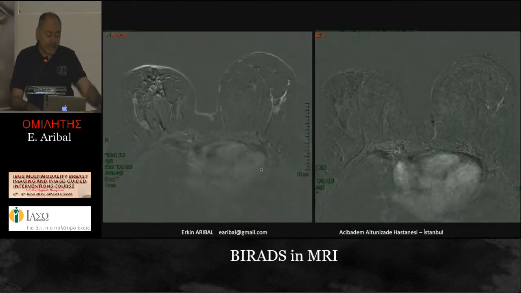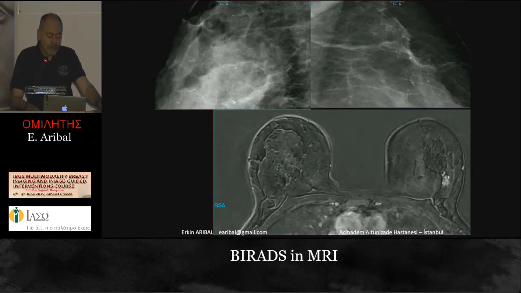And this is another case. When you look at it, it looks like an asymmetrical contrast enhancement, but when you look at the first pass, there is still this contrast enhancement, which was DCIS. Here is another case that had some calcifications, and this is a segmental clump enhancement, non-mass enhancement.